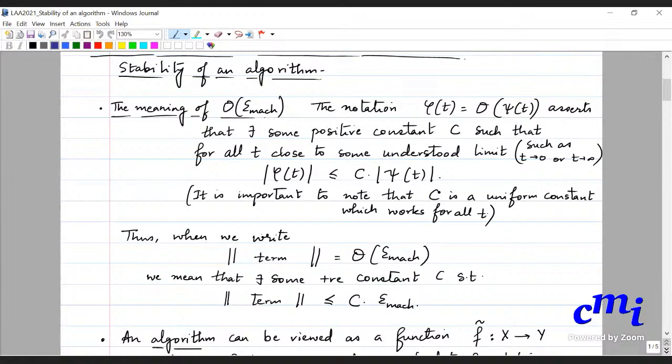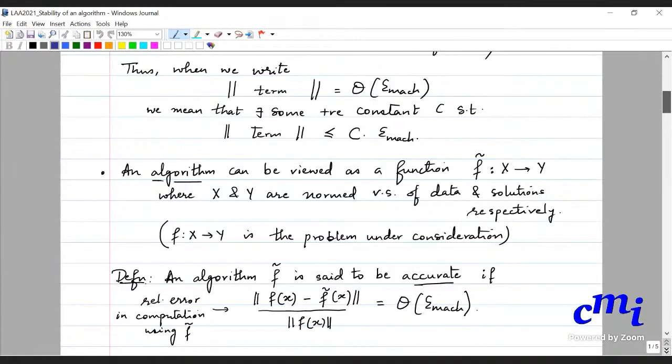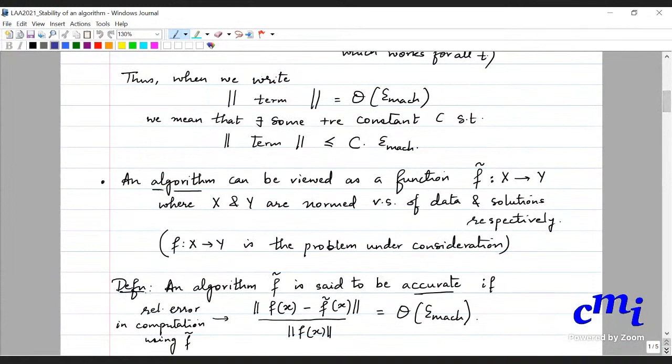Here it is important to note that the c does not change according to t. It's a uniform constant which will work for all values of t.